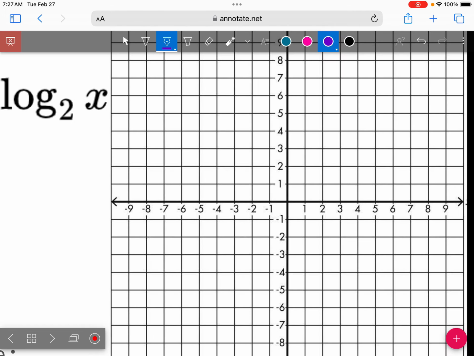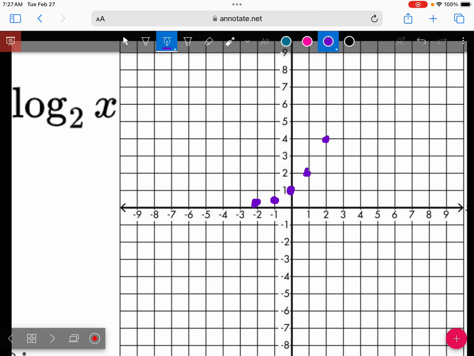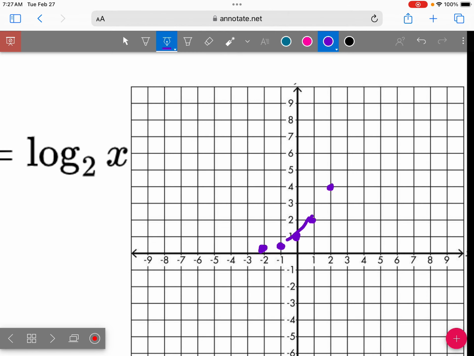So when we graph up this parent function, it looks like -2, 1/4, -1, 1/2, 0, 1, 1, 2, 2, 4, something like this. And we have that asymptote right at y equals 0. So it's never crossing my x-axis.